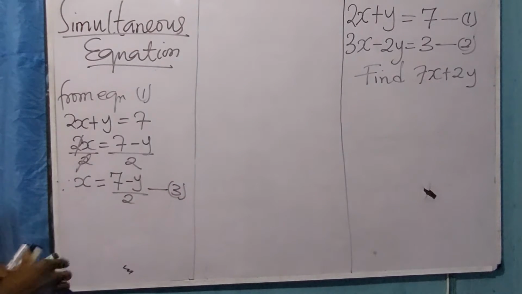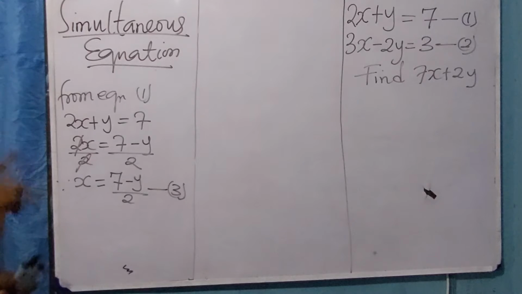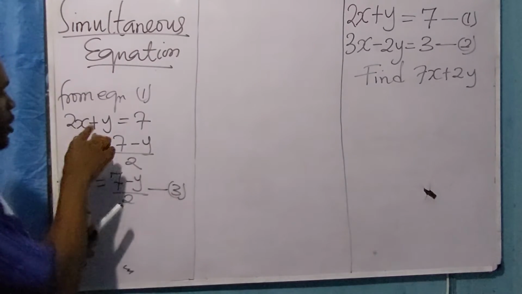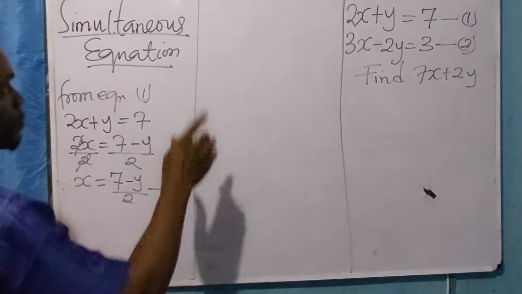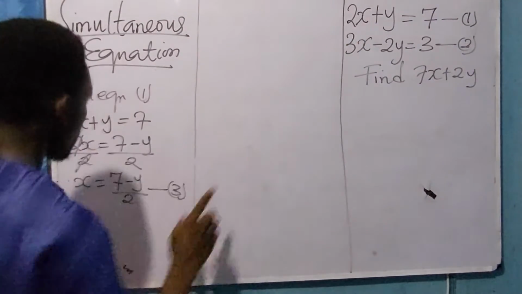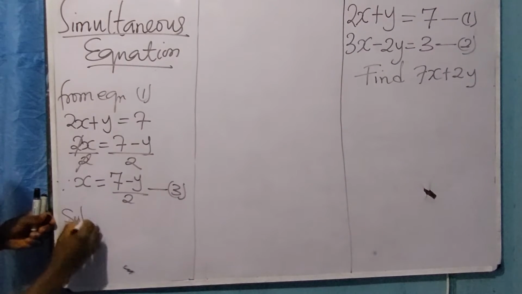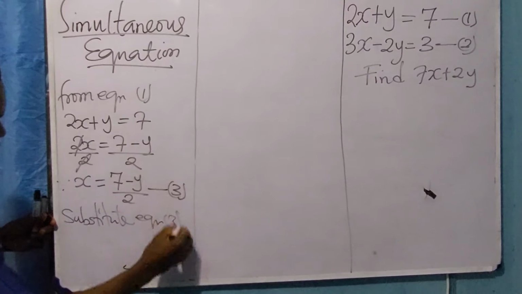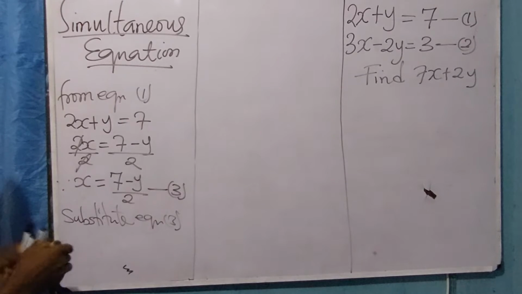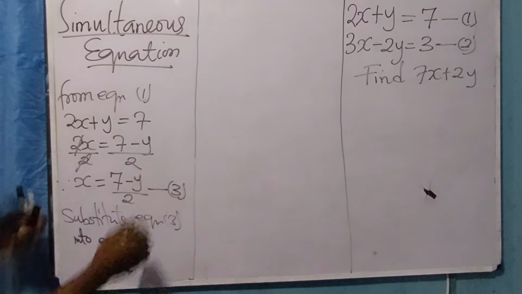Now, since you've successfully gotten equation 3, you then say put equation 3 into equation 2. You cannot put it into equation 1 anymore because you have already expressed equation 1 as equation 3. So from this equation 2, wherever you see x, you put 7 minus y over 2. You say substitute equation 3 into equation 2.